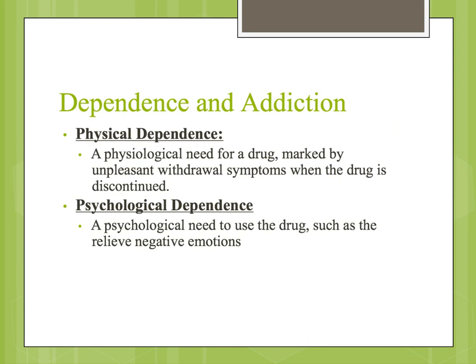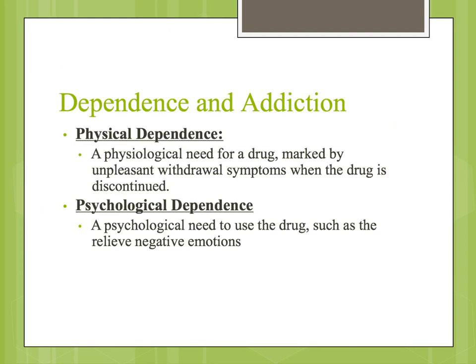So in the previous slide, I mentioned physical and psychological dependence and addiction. All right, so let's elaborate more on those concepts for a minute. Physical dependence is a physiological need for a drug. Like you use so much of a drug that it replaces your natural neurotransmitters. All right, so it's marked by unpleasant withdrawal symptoms when the drug is discontinued. Once you become physically dependent, you have to have the drug to function normally in society because that drug has replaced the natural chemicals in your body, the neurotransmitters.